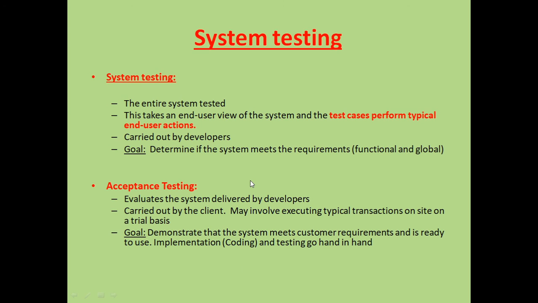System testing, basically the entire system is tested in this. The testing at the system level means how the end user interacts with the system, and it is carried out again by developers in the first place. In the second place, an acceptance testing takes place, that is the user acceptance. So in that case, the user goes through the complete software, running the complete software.